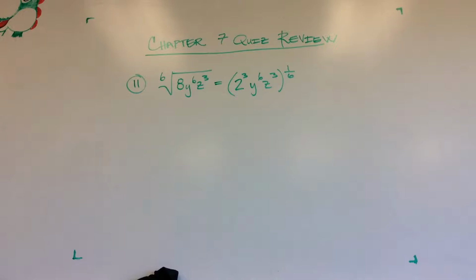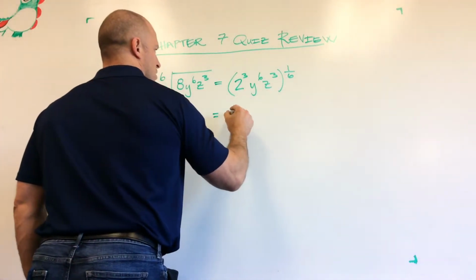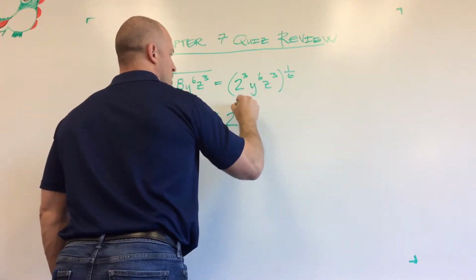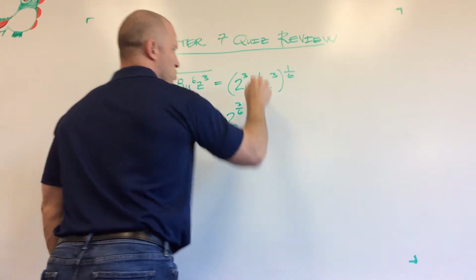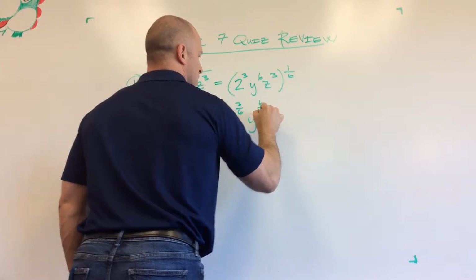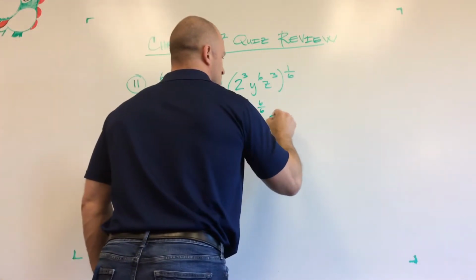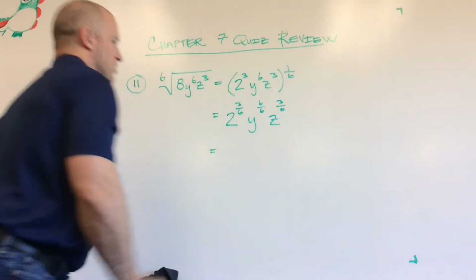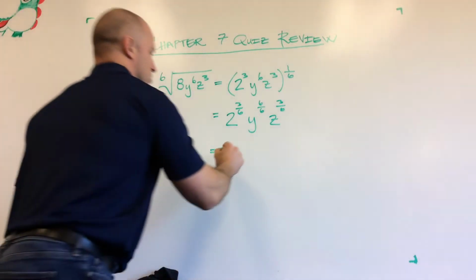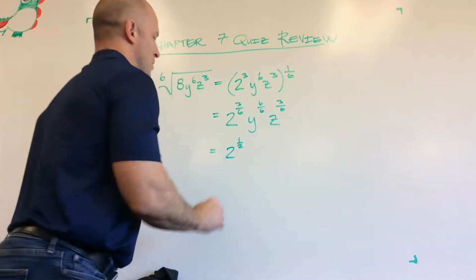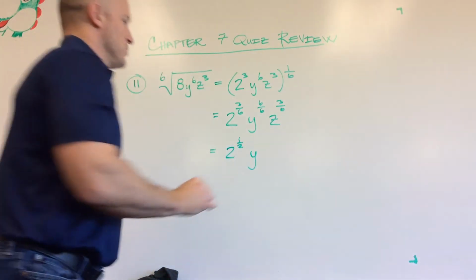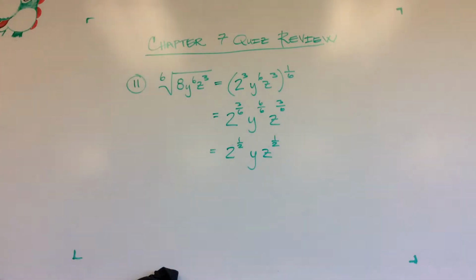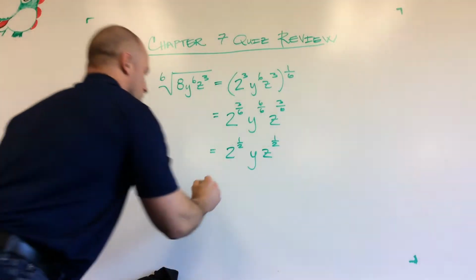Now we'll just apply that power across. So when we have a power to a power, we just multiply. So we'll have 2 to the 3/6 times y to the 6 over 6 times z to the 3/6. Each of these powers we can simplify. We'll get 2 to the 1/2 times y to the 1st power times z to the 1/2. And then again, we just rewrite all of this in radical form.